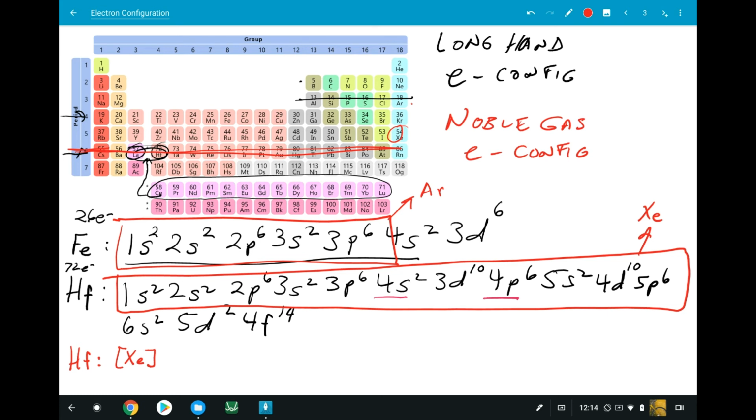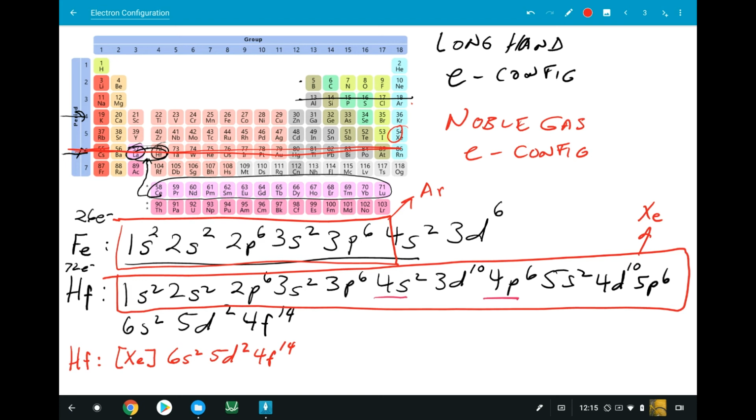So instead, it'll be just 6s2, 5d2, 4f14. Done. No crazy writing, no crazy arrows. It's quick, it's easy, and totally doable. We could do another one real quick.